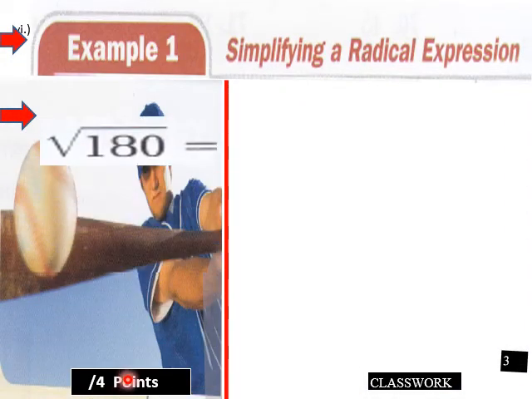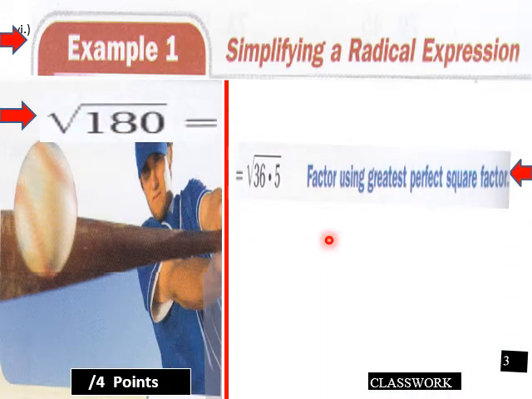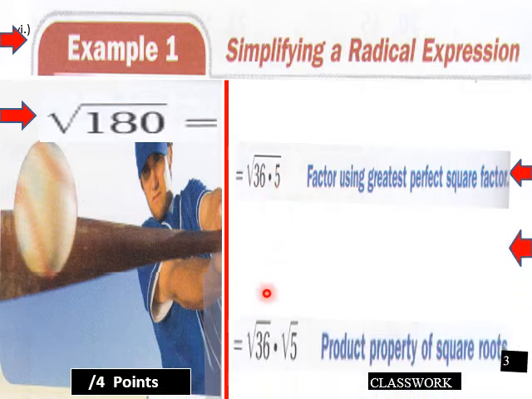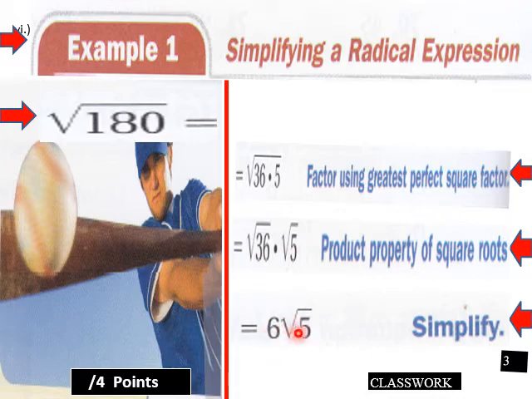Okay, example 1, simplifying a radical expression. How would we simplify this radical expression here? Well, we can factor out a perfect square there times 5 underneath the radical. And we get this now. We separate off our two factors underneath the radical. It'd be 6 times square root of 5 would be the factored form of radical 180.